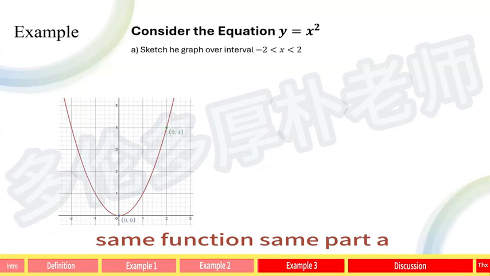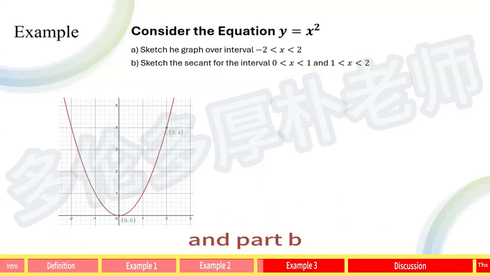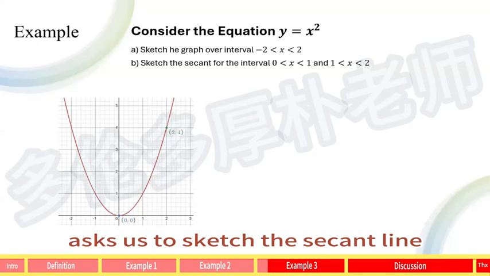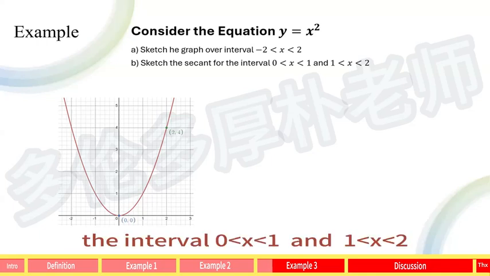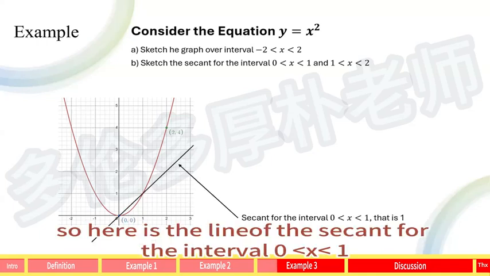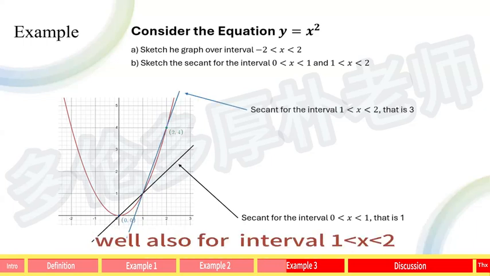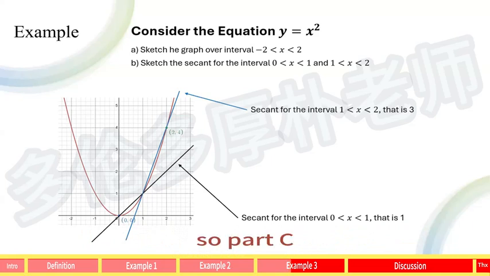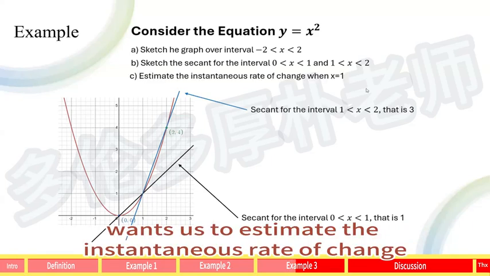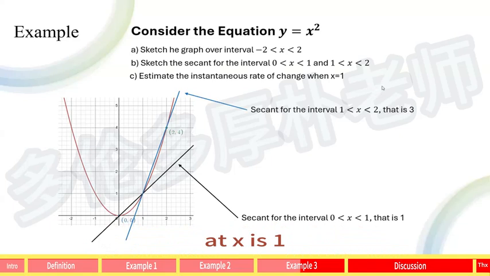Okay, same function, same part A, and part B asks us to sketch the secant lines for 0 to 1 and 1 to 2. So here's the line of the secant for the interval 0 to 1. Also for the interval 1 to 2. Part C wants us to estimate the instantaneous rate of change at x equals 1.